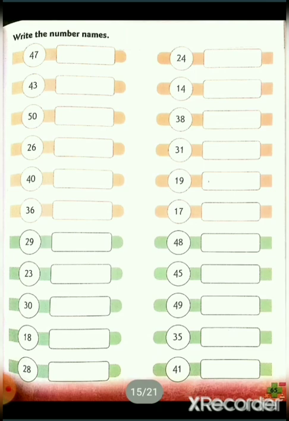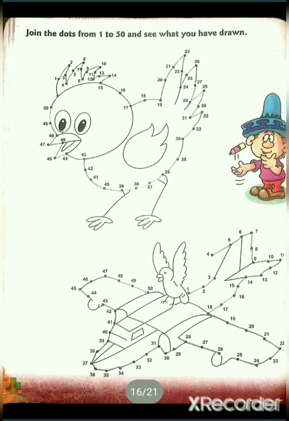Next page, on page number 65, write the number names. Here you can see on the left side, number names are not given, numbers are given. So you have to write the number names of these numbers. 47, you have to write the spelling of 47, 43, 50. So in the same way, you will complete this exercise. And at last, join the dots from 1 to 50 and see what you have drawn. This you will complete.